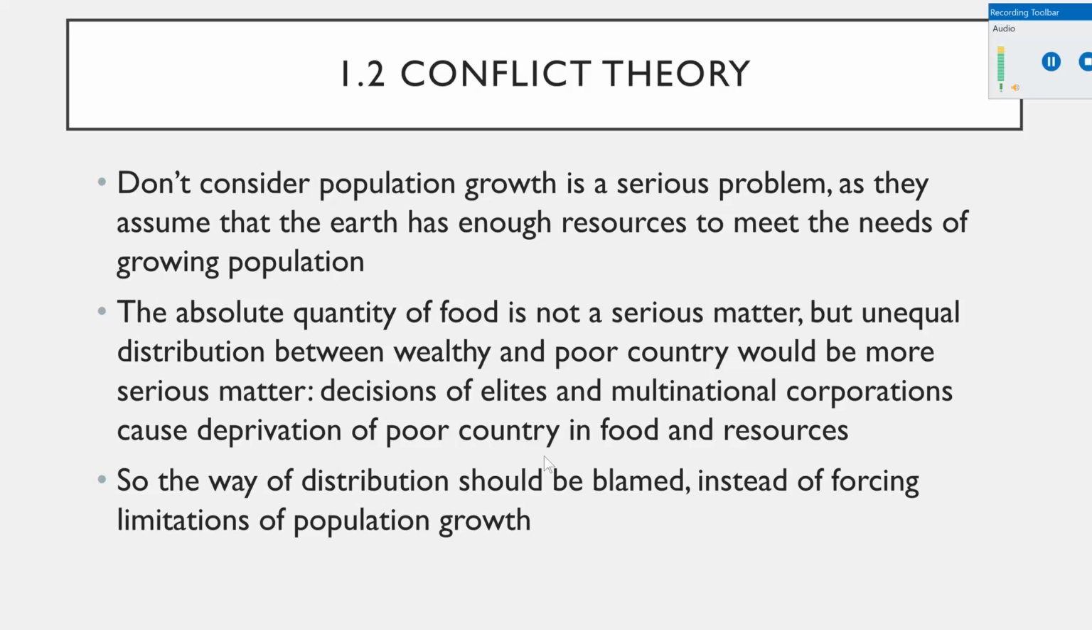In conflict theory, they don't consider population growth a serious problem, because they think that the Earth has enough resources to meet the needs of the population growth. They think the absolute quantity of food or resources is not the problem, but the distribution. I mean, the unequal distribution between wealthy countries and poor countries is more problematic. So in conflict theory, distribution is a bigger and more serious matter than the scarcity of food or resources.